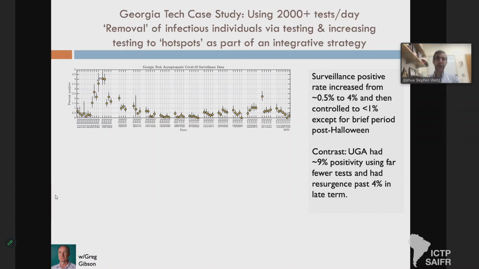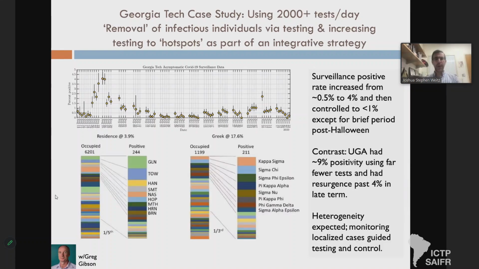People came back. We had a surge, but we knew where the cases were. And although there was some doubt in the community that we could control it, we ended up having controlled the outbreak, except for one post-Halloween high incidence level, to less than 1%. In contrast, another university in our same state, more or less the same epidemic status, had 9% positivity and 4% positivity across the term using a community-wide but non-scaled intervention test.